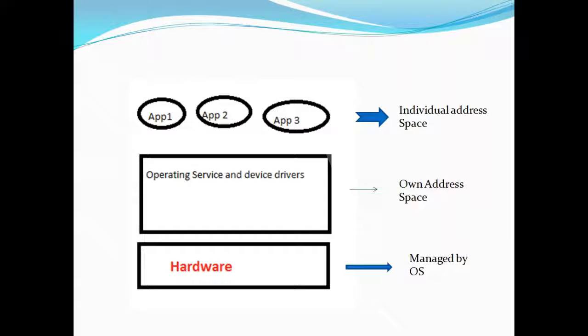As we can see in the diagram, there are several applications which need the operating service and device drivers to access. Applications use individual address space, while operating service and device drivers have their own address space, that is the kernel space. So here we can see that any malfunctioning in any application will not cause an integrity difference in the operating service.